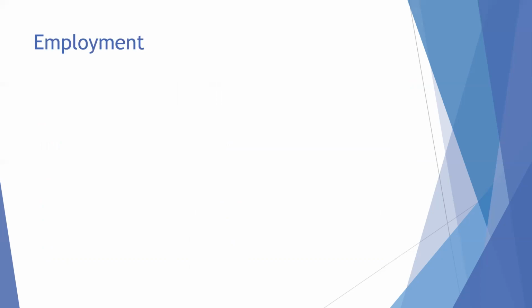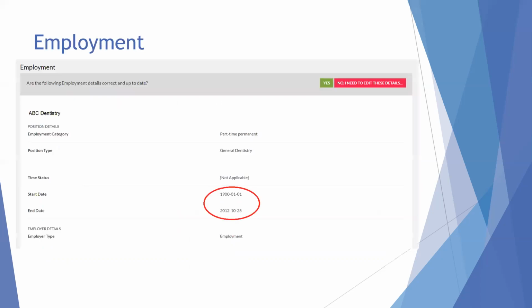Continue scrolling through your application. Below your education section is a list of your employment entries. You will need to have the details for at least one employment entry in order to be able to renew. If your employment information is correct, click the green Yes button to answer the question, are the following employment details correct and up to date? If your employment information is not correct, click the red button that says, No, I need to edit these details to change the incorrect information.